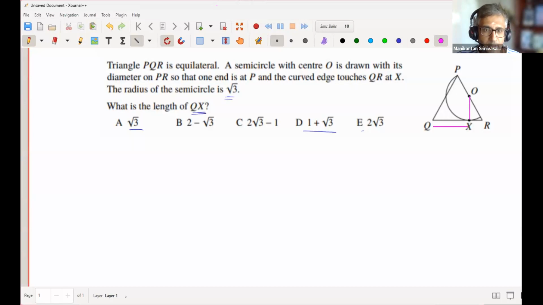So let's try all this simple jugad. 2 minus root 3 we can easily eliminate. Root 3 is how much? 1.7. 2 minus 1.7 is 0.3. We are saying it should be more than 1.7, so the answer cannot be 2 minus root 3. Again, I'm not asking you to just go with the elimination, I'm just saying these are very simple things to catch. 2 times root 3 is 2 times 1.7, 3.4. 3.4 minus 1 is 2.4. This could be it, it's not so obvious. All right, so enough of doing the sense check.